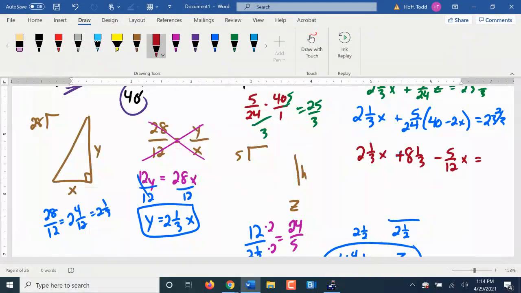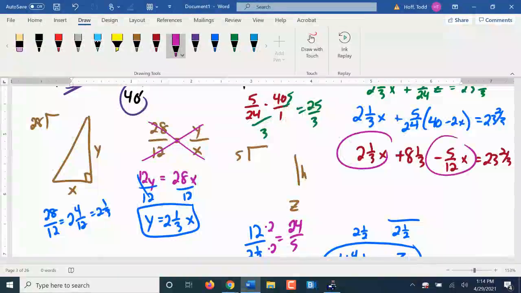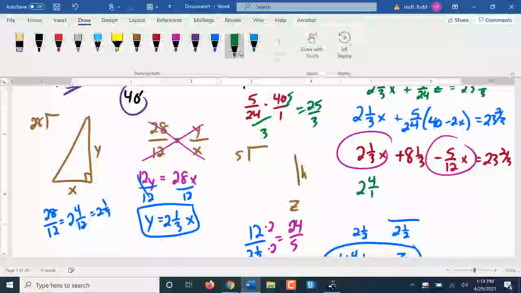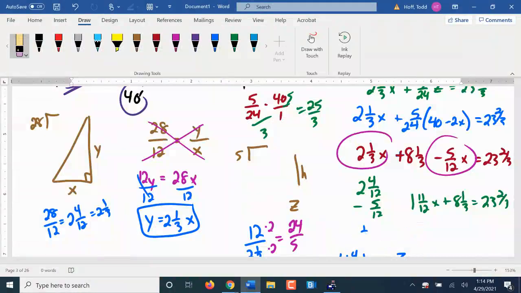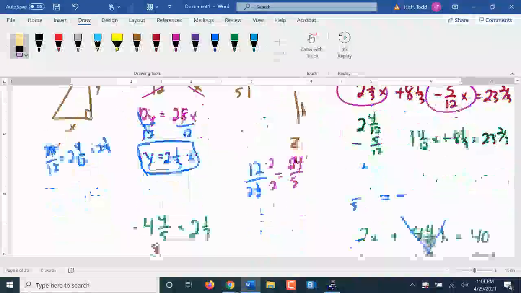equals 23 2/3. Now I need to combine here 2 1/3 and a negative 5/12. 2 1/3 is actually 2 4/12. Minus 5/12 is going to be 1 11/12 x plus 8 1/3 equals 23 2/3. So we subtract the 8 1/3.